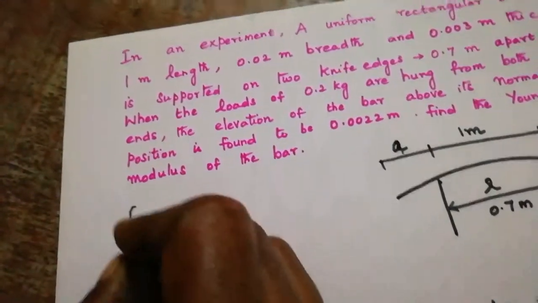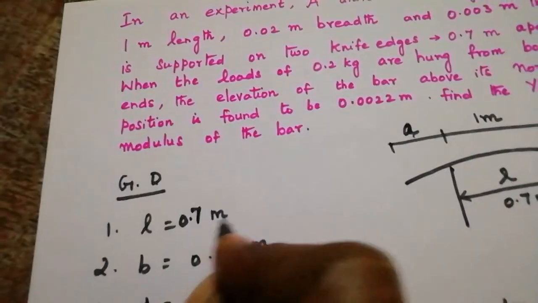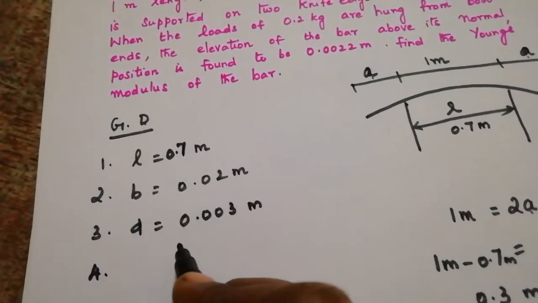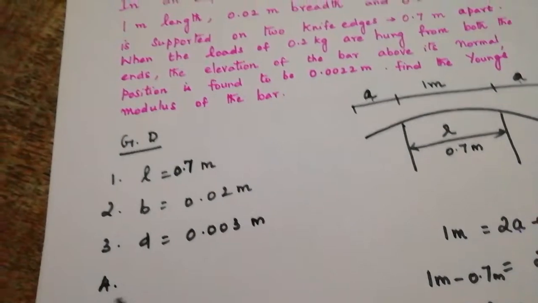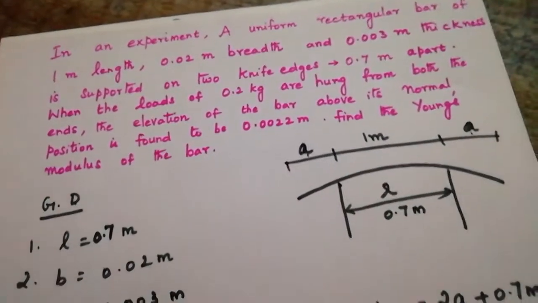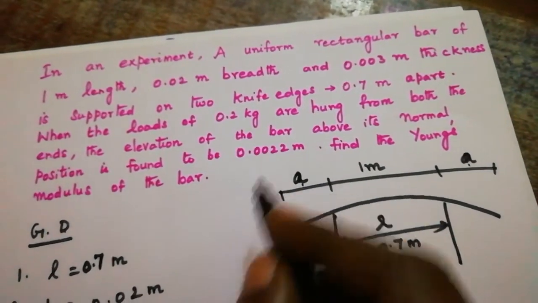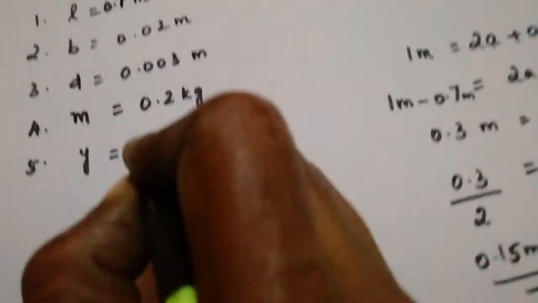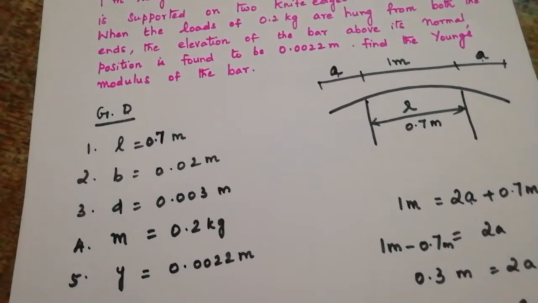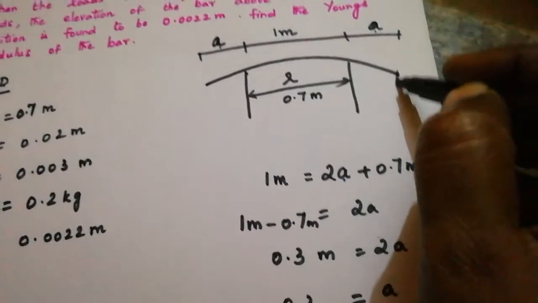Writing the given data now. The length is 0.7 meter. The breadth is 0.02 meter. The thickness is 0.003 meter. And then the load M is 0.2 kg. The elevation is given as y is equal to 0.0022 meters. Now the formula for uniform bending is, because it is loaded at both the ends.